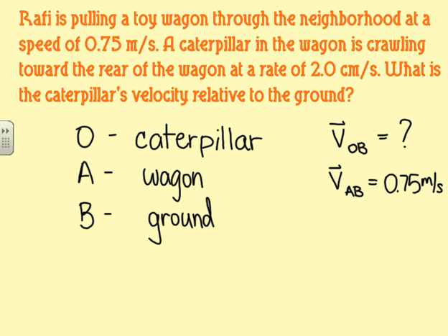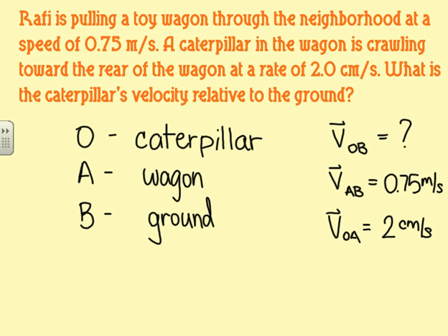Then we're also told that there's a caterpillar in the wagon, and it's crawling toward the rear of the wagon at a rate of 2 centimeters per second. Well, we know that can't be the speed of the caterpillar relative to the ground. That's what we're looking for. So that's the speed of the caterpillar relative to the wagon. Now, all I've done is written down the numbers that are given to me in the problem, but I've paid some attention to which variable corresponds to which number.